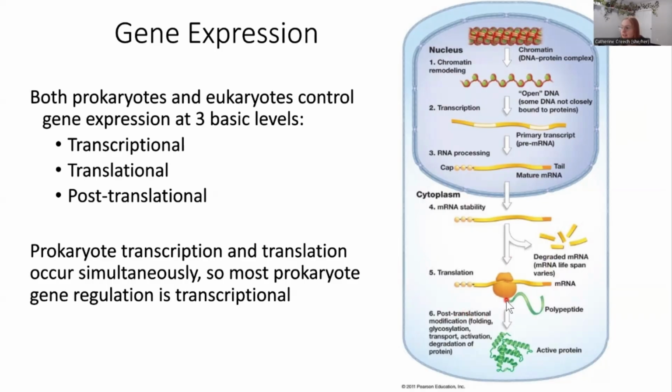And then as it's going, we can make little changes to the growing polypeptide with the tRNA as we're translating it itself. We'll talk about that in just a second. And then the last way that we regulate the genes is by changing the protein after the protein already exists.